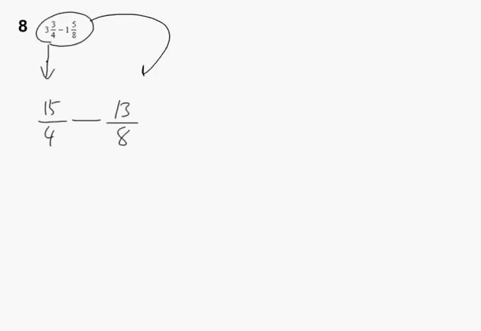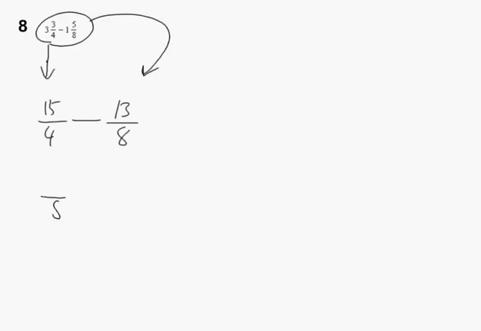Question 8 says 3 3/4 take away 1 5/8. When you have this type of question, it's sometimes easier with takeaways of mixed fractions. The easiest thing to do is to simply change them both into improper fractions. When I'm subtracting mixed fractions, I don't like to ever subtract them as mixed. So 3 3/4 is 15 quarters, take away 13 eighths.